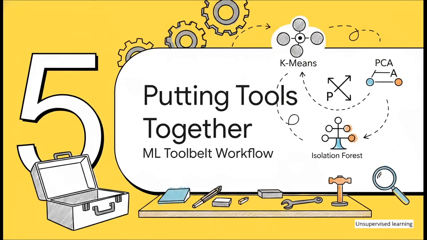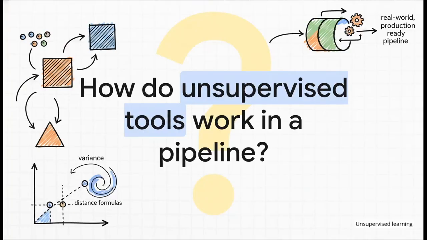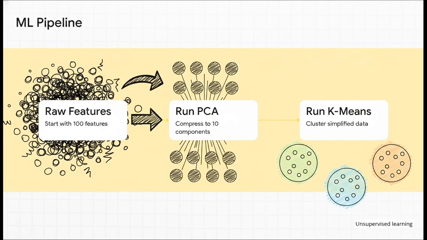Finally, Section 5, Putting the Tools Together, the ML Toolbelt Workflow. Because the reality of data science is that you rarely, if ever, use just one tool in isolation. I want you to think about this question. How do these mathematical algorithms, these Euclidean distance formulas and variance weights, actually stack together in a real-world, production-ready pipeline? Well, here is an incredibly powerful classic workflow.